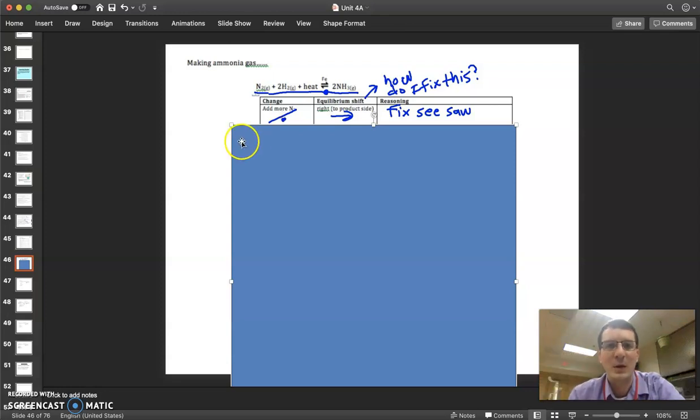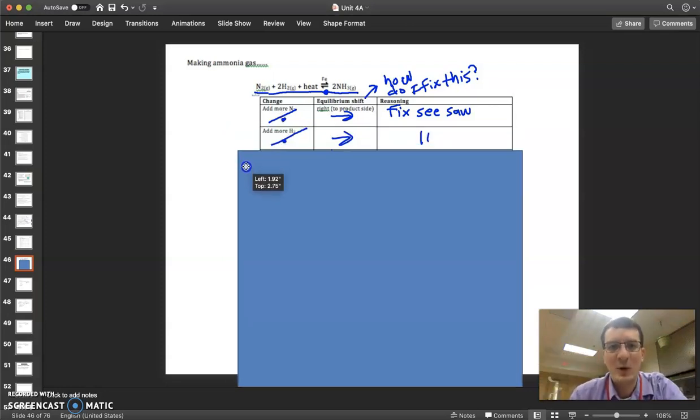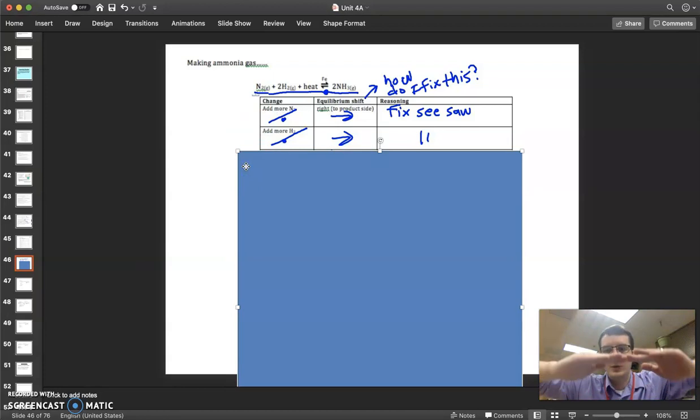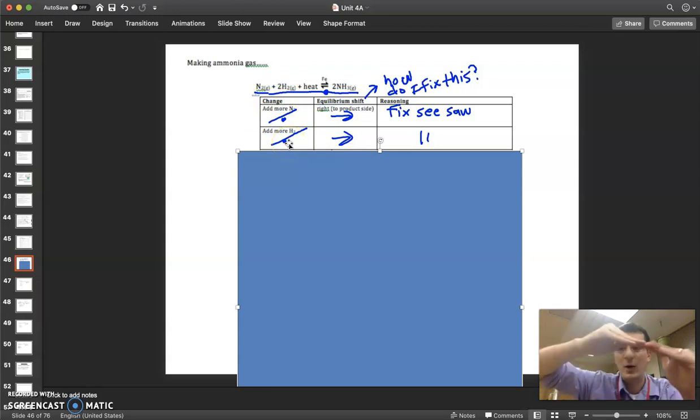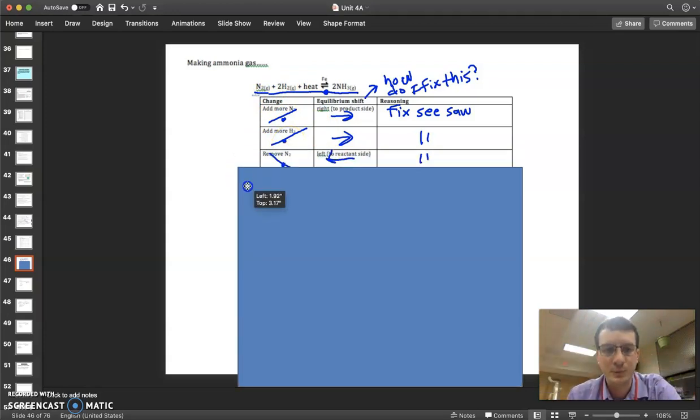Okay, let's try another one. What if we add more H2? H2 is again a reactant, so it's going to make the left side heavier. My question is, where is the shift in equilibrium? It's going to push things to the right in order to fix it. So when I ask you the equilibrium shift, my question is how do we fix the change that disturbed equilibrium? I don't need to know that we added more reactant. I need to know how equilibrium is going to fix it.